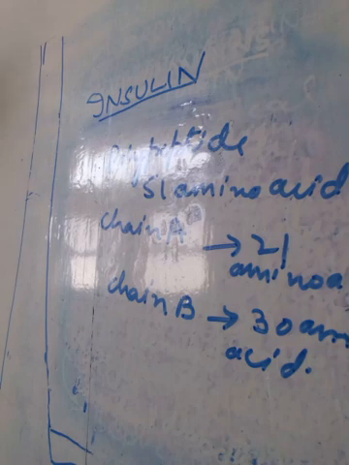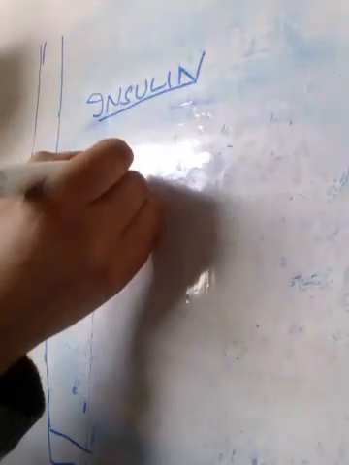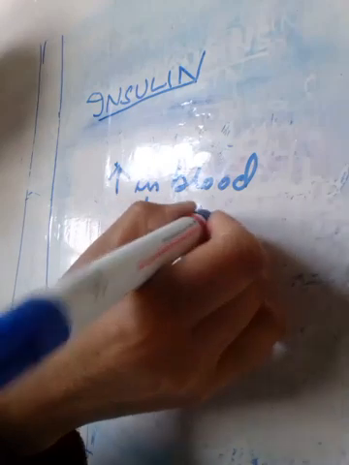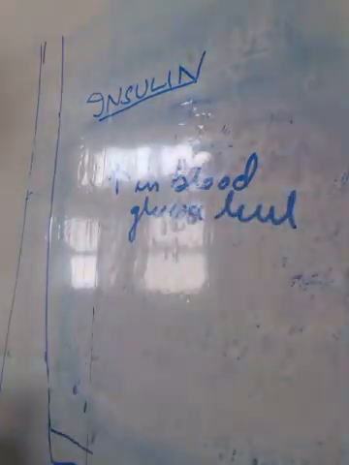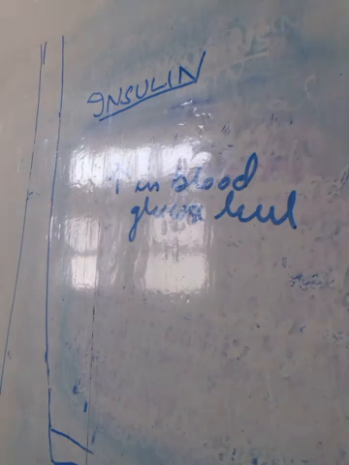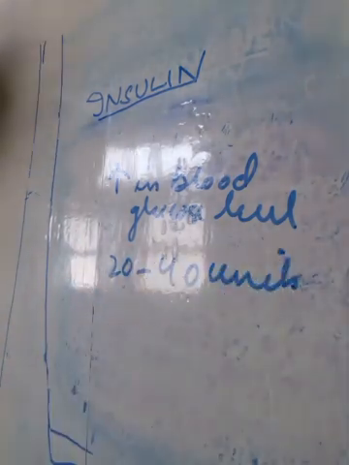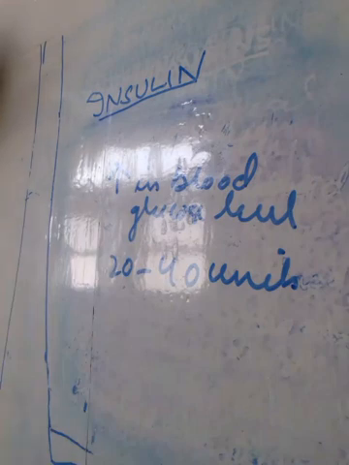This insulin is stored in granules of beta cells and is released in response to the increased blood glucose level. So insulin gets released when there is an increase in the blood glucose level. Normal pancreas releases about 20 to 40 units of insulin per day. So normally our body secretes 20 to 40 units of insulin.